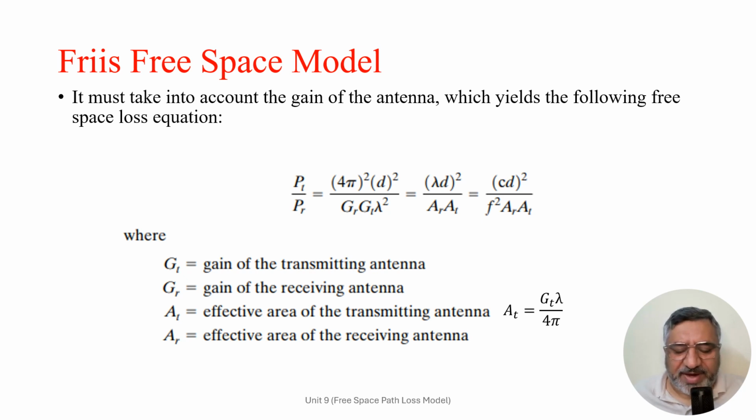As you know, the effective area of the transmitter can be written as Gt lambda squared divided by 4 pi. When we incorporate this into the Friis equation, our equation becomes (lambda d) squared divided by Ar At, where Ar is the receiver aperture or receiver effective area, and At is the transmitter effective area, and lambda can be converted to c over f, where c is the speed of light and f is the carrier frequency. So our free space model equation can be written as (c d) squared divided by f squared Ar At.